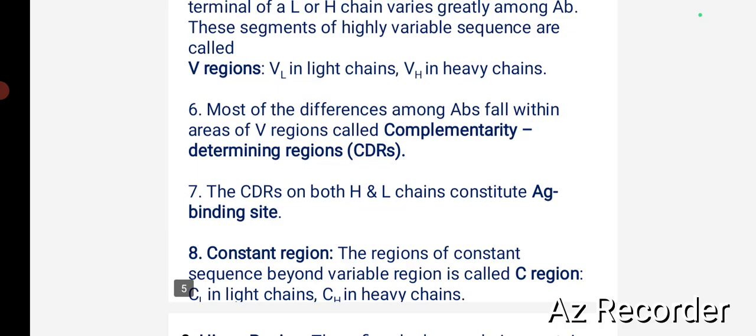Next one, constant region. The region of constant sequence beyond the variable region is called the C region. Below the variable region, the portions are called constant region. This is also of two types: CL in the light chain and CH in the heavy chain. In the light chain there is only one constant region. In the heavy chain there are CH1, CH2, CH3. In this way there are 3 portions.